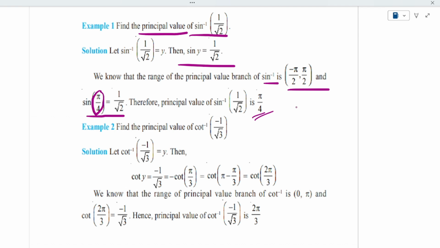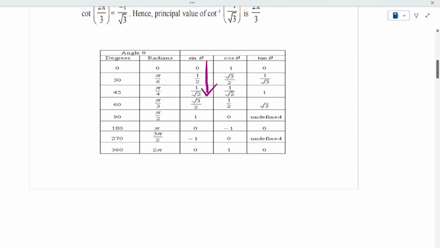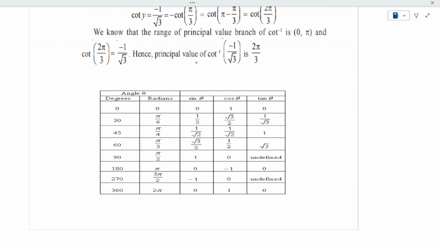That means indirectly, this is how you can find sine inverse of 1 by root 2. Now you go to this table and identify where sine is becoming 1 by root 2. Yes, here it is becoming 1 by root 2, and what is the value? Here it is pi by 4. So that we call it the principal value.